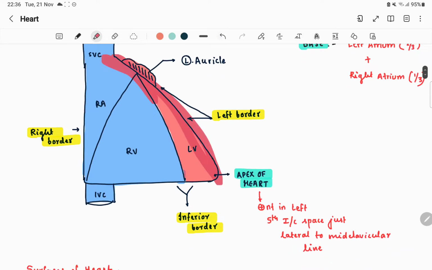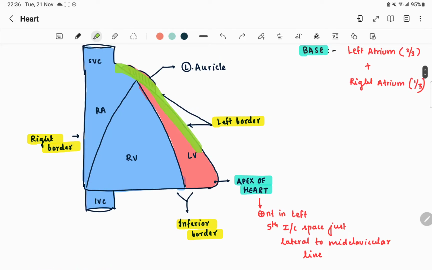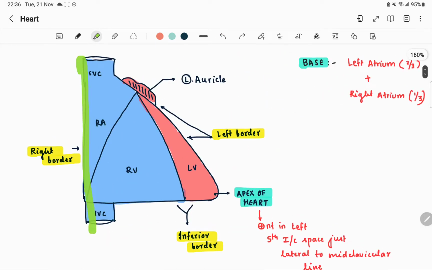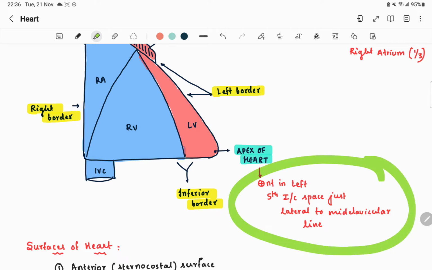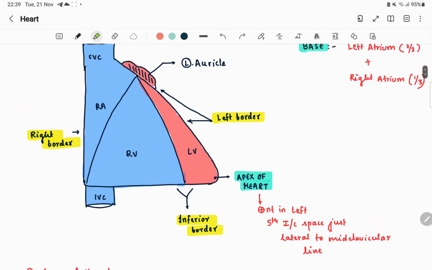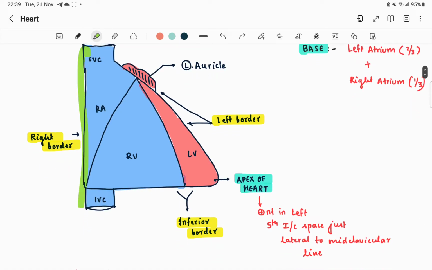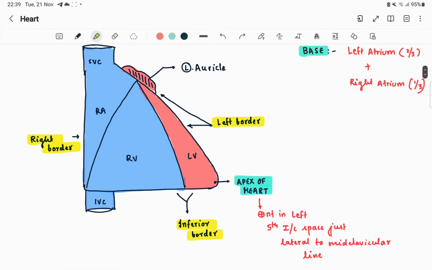This border is called the left border. Let's take some other colors just to prevent any confusion. This is the left border of the heart, and this is the right border of the heart. The right border is more vertical. This is the apex of the heart. The apex of the heart is present in the left 5th intercostal space. Sorry for the noises, as some neighbors are there. So this is the right border, the left border and the inferior border. The apex of the heart is present in the left 5th intercostal space, just lateral to the midclavicular line.